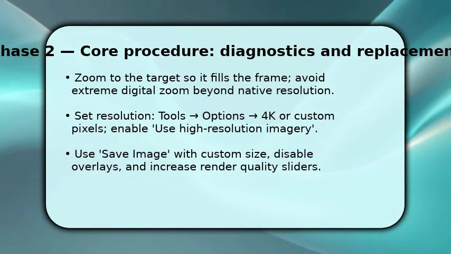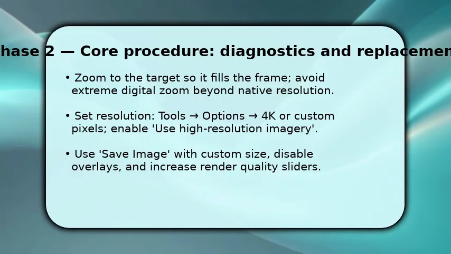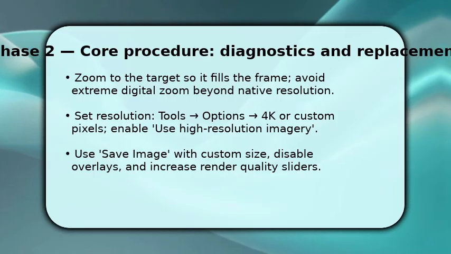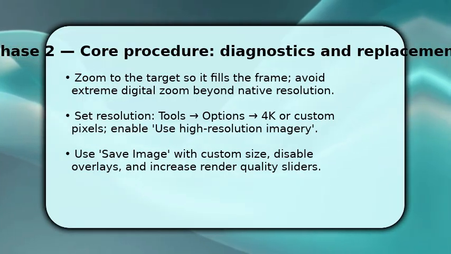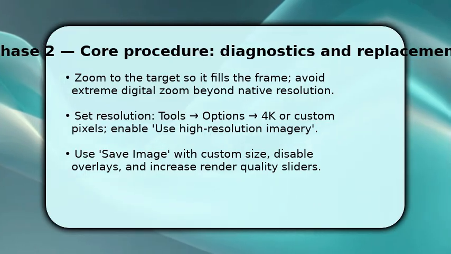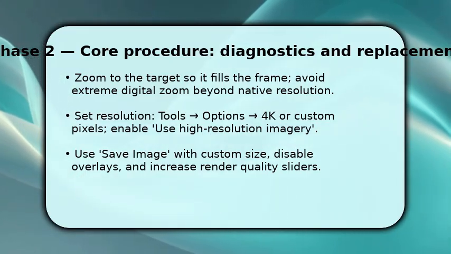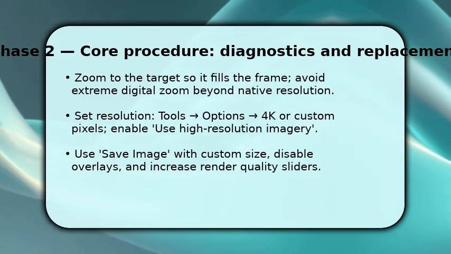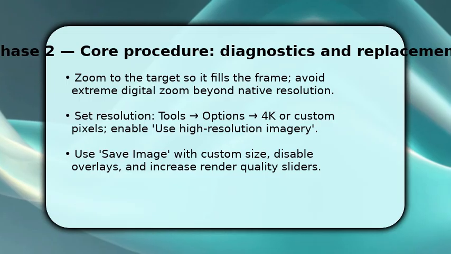Now focus on extraction. Zoom so your subject fills the frame without exceeding the imagery's native pixels, because upscaling creates blur. Then set export resolution. Choose 4K or enter custom pixels in options. Enabling high-resolution imagery forces Google Earth to render more detail. Disable unnecessary overlays like labels or roads to keep raw pixels clean.